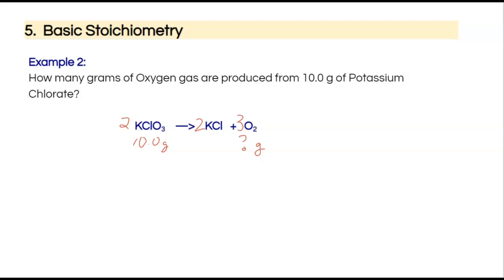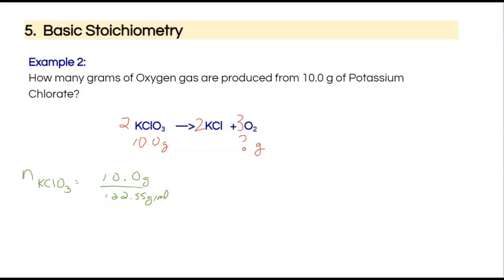And so I've balanced, and the next thing I'm going to want to do is convert to moles. So I want to know moles of potassium chlorate. I'm going to take that 10 grams and divide it by the molar mass of potassium chlorate, which is 122.55 grams per mole. Just to remind you, on the periodic table, I'm looking at the atomic mass of potassium, chlorine, and 3 oxygens. I add that up, and that should give me that molar mass.